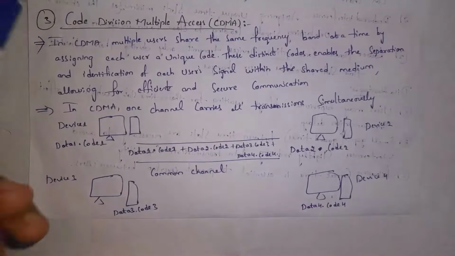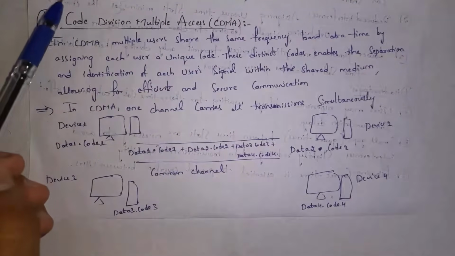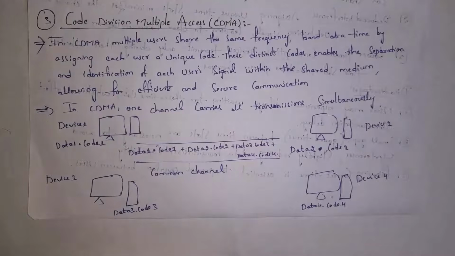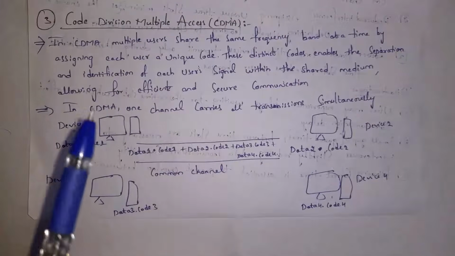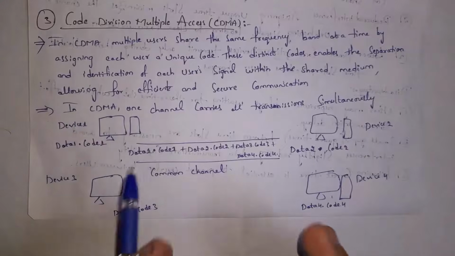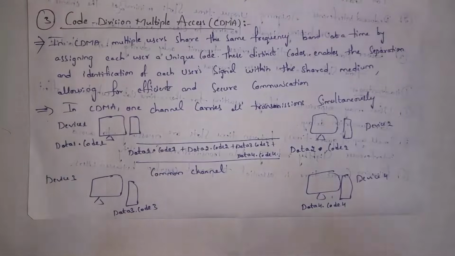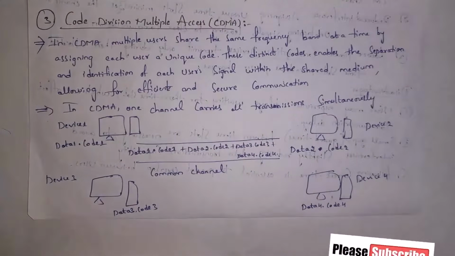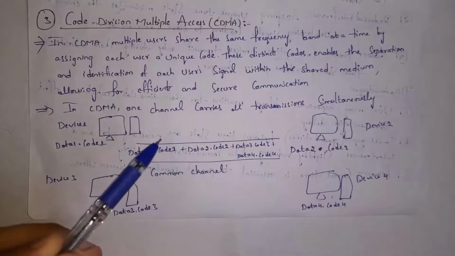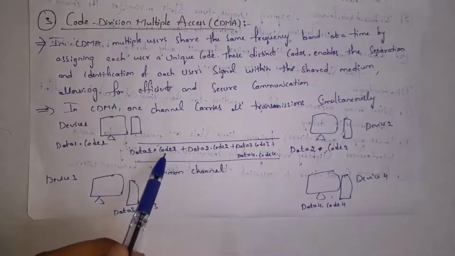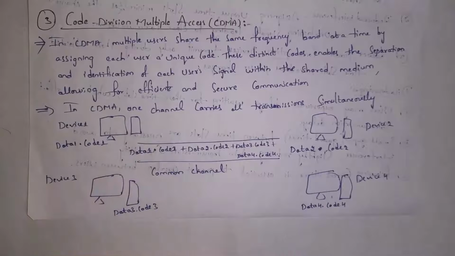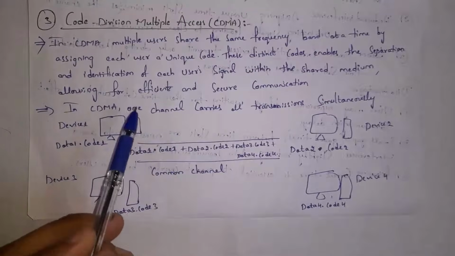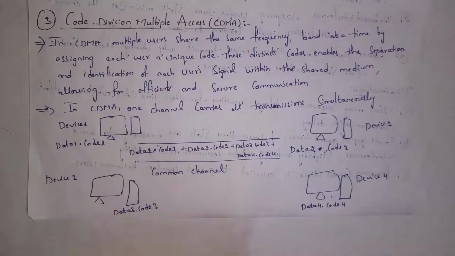And last one is code division multiple access. Name itself says code division. Guys, in code division multiple access, all devices will send data at the same time. Even though all devices send data at the same time, there will not be any collision, because along with data, each user will add separate code. Based on this code, data will be transferred to correct receiver. So in CDMA, one channel carries all transmissions simultaneously. Simultaneously means all devices can send data at the same time. This is all about CDMA, that is code division multiple access.